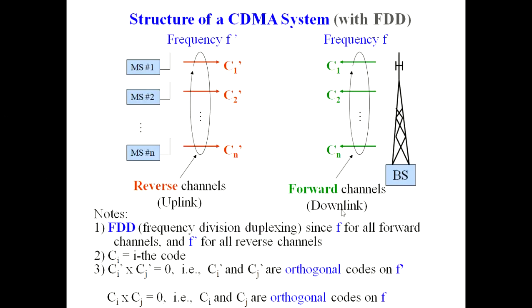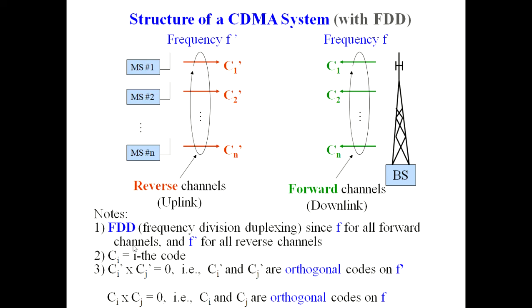And here is how CDMA looks. You know that each and every user has two channels, one for uplink and one for downlink. The reverse channel, which is used for uplink, has a set of frequencies with different mobile stations. Similarly, the forward link used for downlink will also be orthogonal to the frequency F, right?